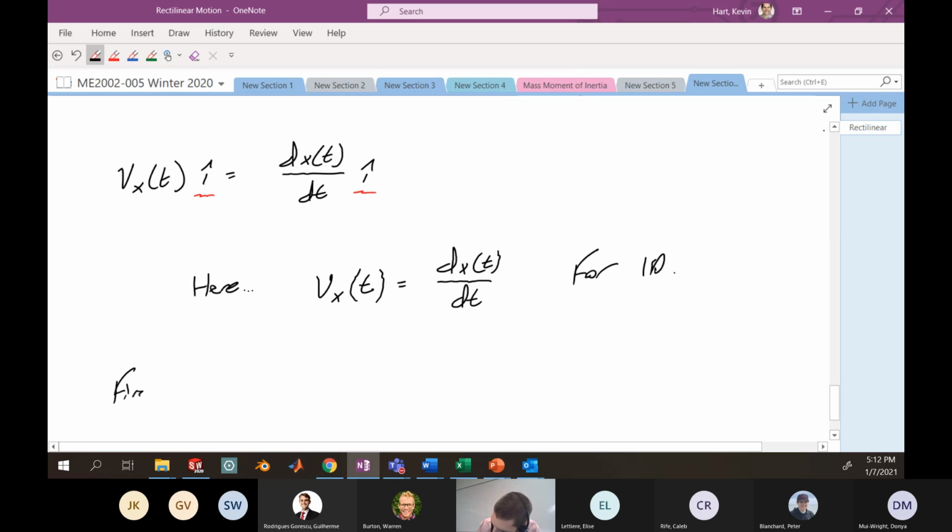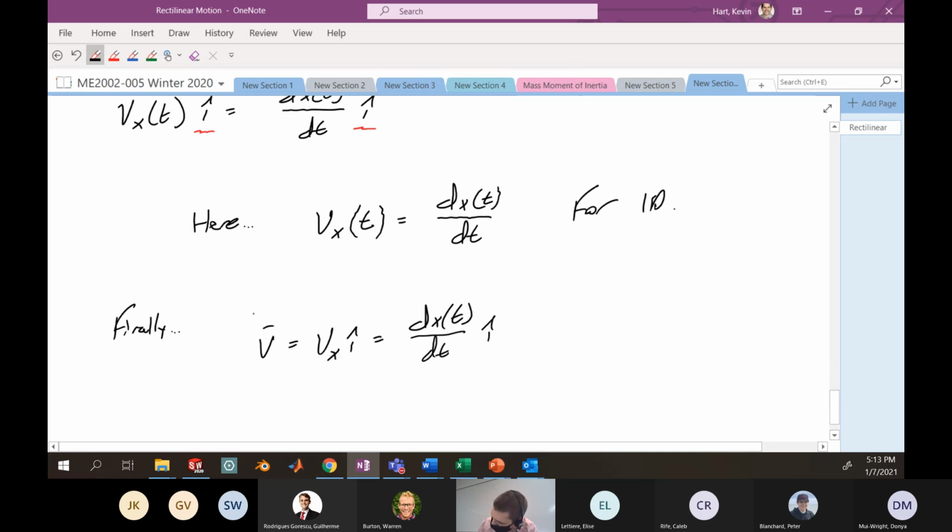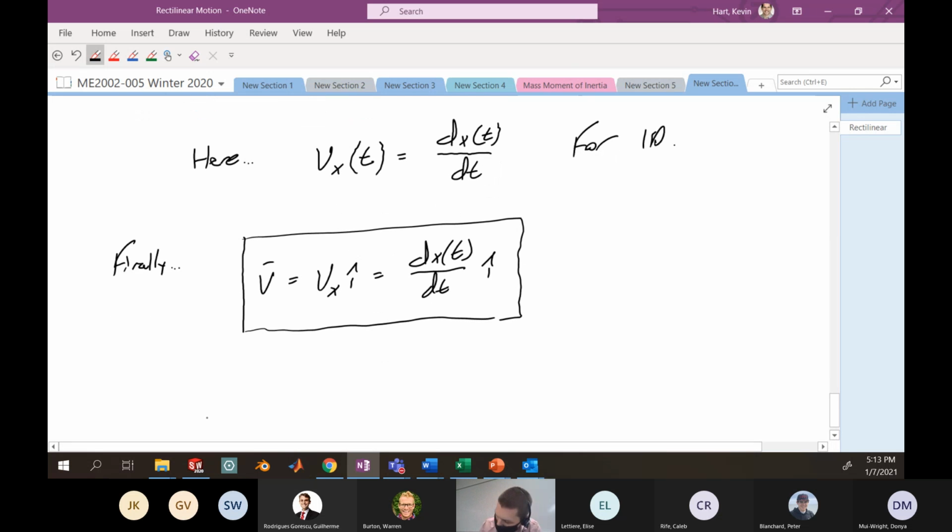So finally, you can write your velocity in this general form. This is the clean way to write it. It tells you all that you need about magnitude, direction, proper derivatives, etc. Your book writes just this portion.